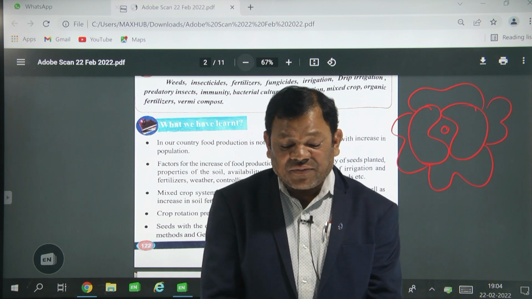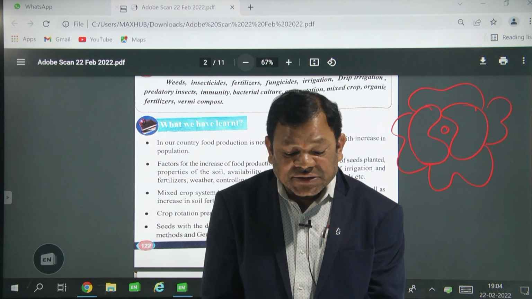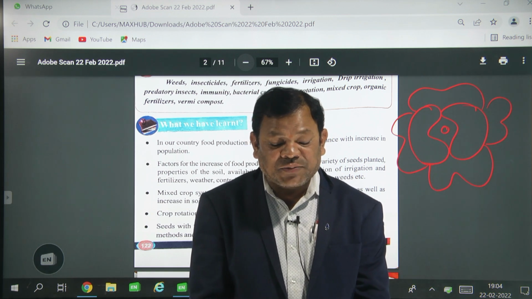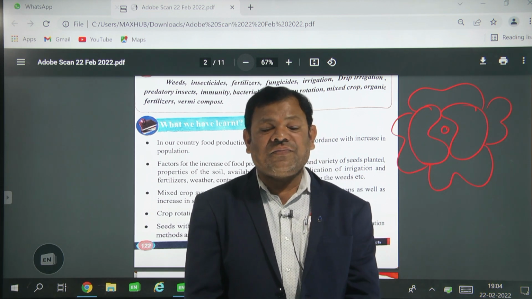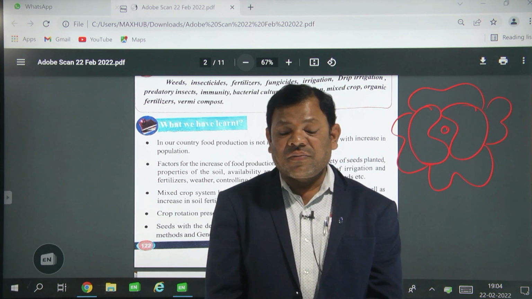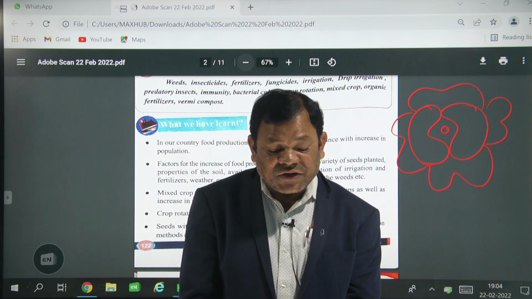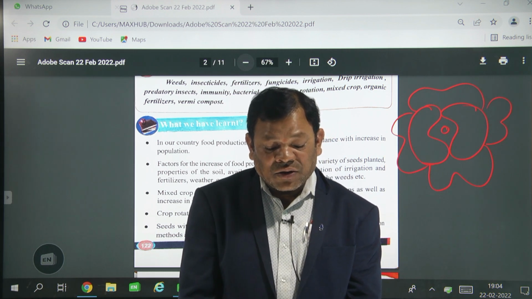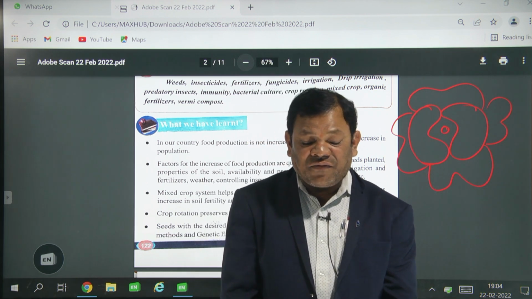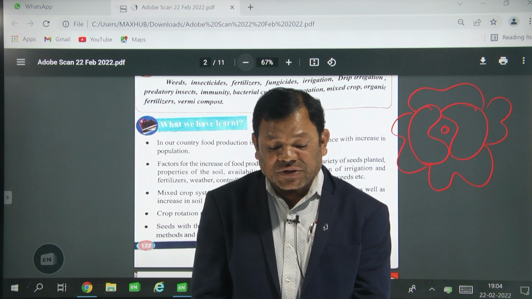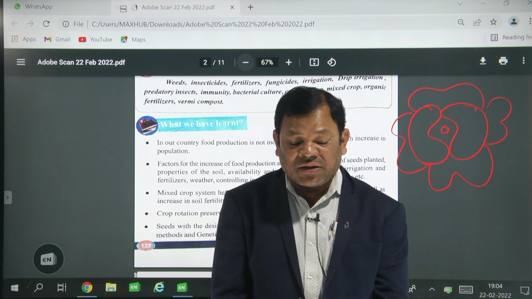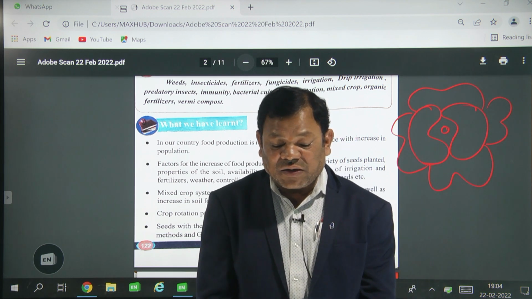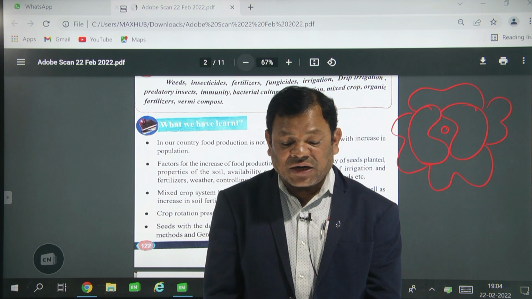Next, cultivation of mixed crops. Mixed crops means, have you ever seen two types of crops in the same field? Which crops are grown in this way? If more than one crop is cultivated in the same field, that is called a mixed crop. Because of mixed cropping, the soil becomes fertile.